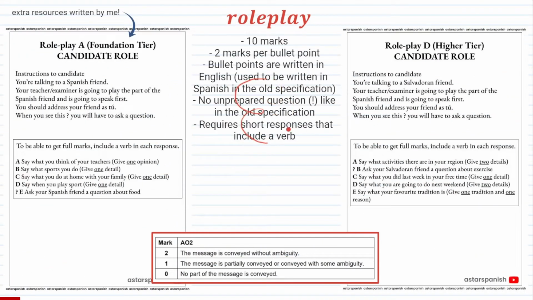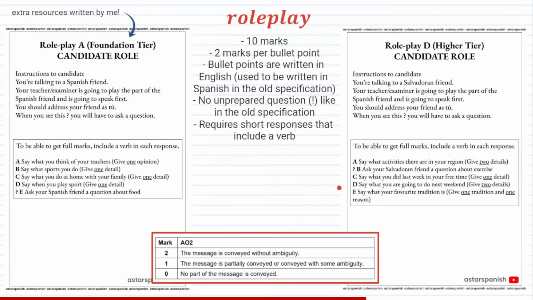Vale, let's get into each component then. The roleplay has 5 bullet points in English that require short answers from you. Each bullet point is worth 2 marks, and I've put the mark scheme here. Previously, the roleplay included an unprepared question marked with an exclamation mark, but this has now been removed. Apart from that, you can and should use old spec roleplays from around 2018 to 2024 to practice.